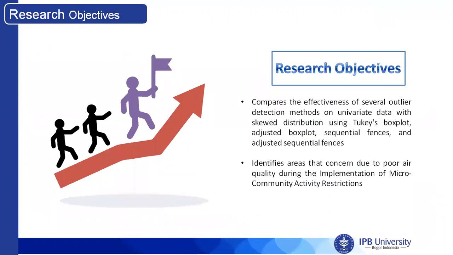So, this research compares the effectiveness of several outlier detection methods on univariate data with skewed distribution using the two-case box plot, adjusted box plot, sequential fences, and adjusted sequential fences, and identifies areas of concern due to poor air quality during the implementation of micro-community activity restrictions.